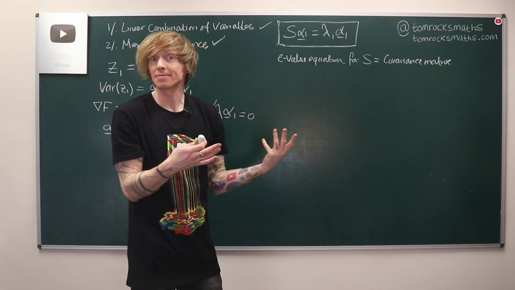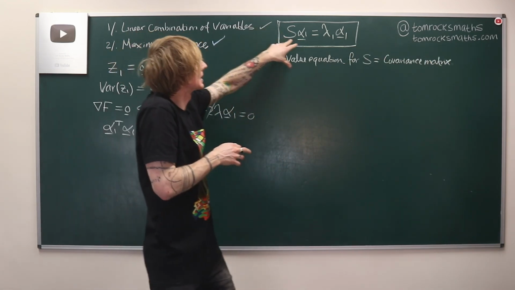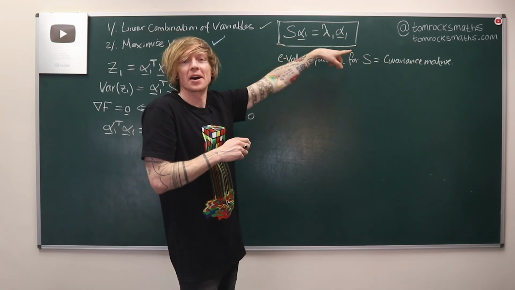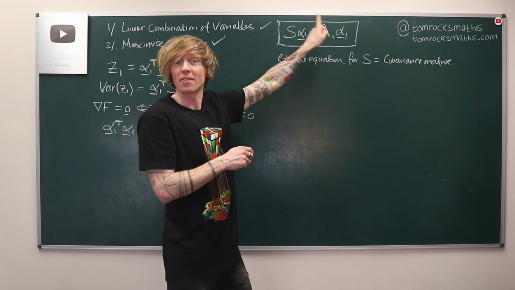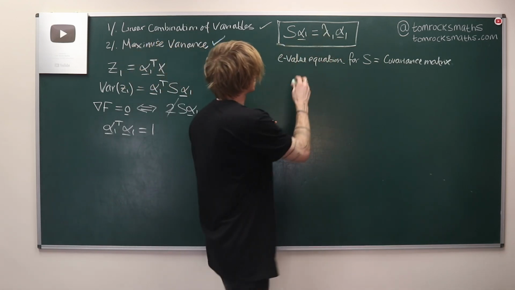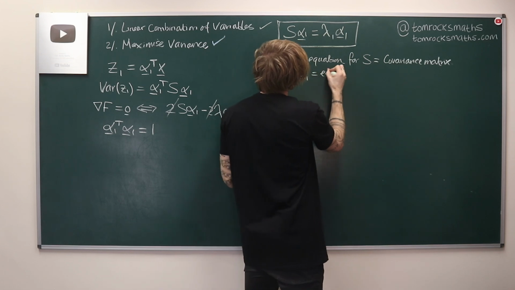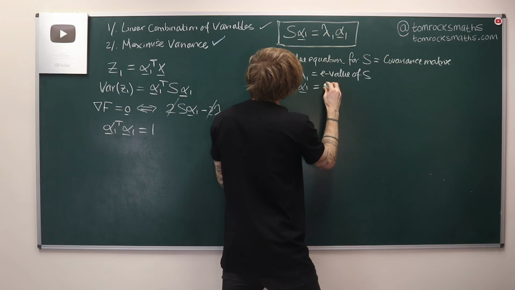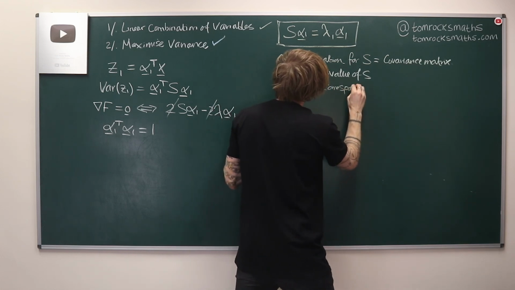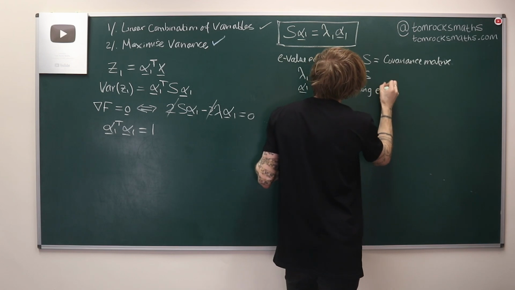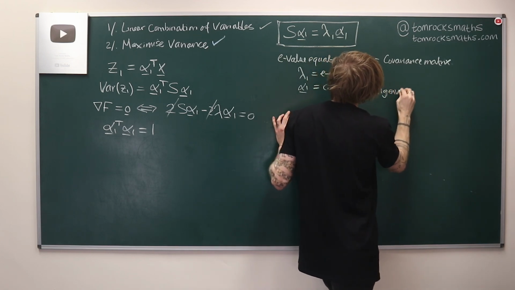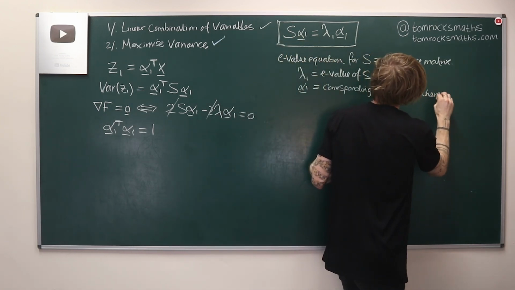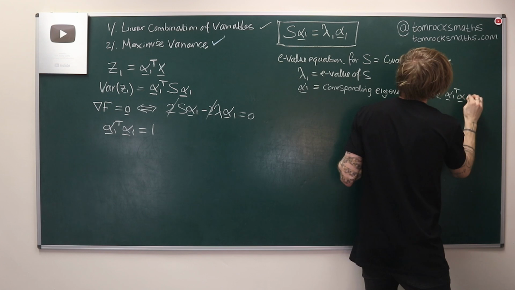So what this means is that in order to find alpha, which remember is the linear combination, the amount of each variable that we want in our rotation, we actually just have to find the eigenvalues of S. Lambda 1 equals an eigenvalue of S, and alpha 1 is actually the corresponding eigenvector. And we've also normalized that, so that it has length equal to 1.